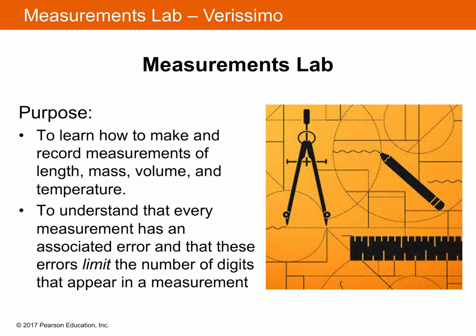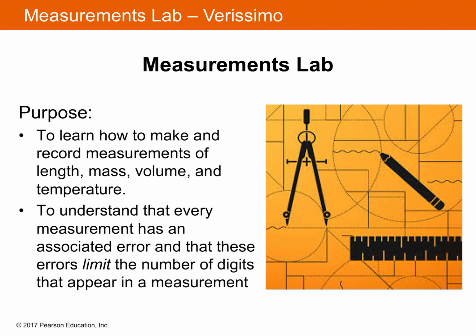So our purpose here is to learn how to make and record measurements of length, mass, volume, and temperature, and to understand that every measurement has an associated error, and that these errors limit the number of digits that appear in a measurement. This is really useful when we go to measure things, whether length or volume, which are really the two that we will actually measure in lab. It makes sure that we record our measurements to the right number of digits, which is important because it shows us the accuracy of our measurements.